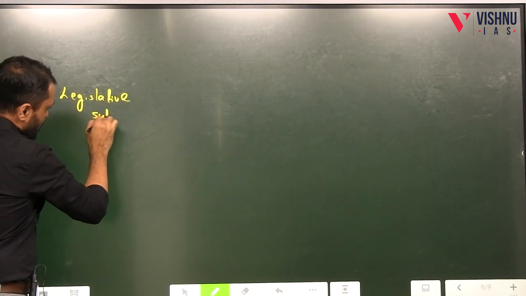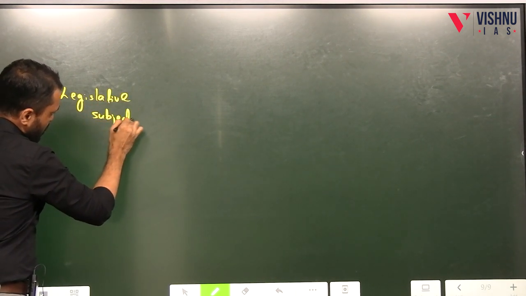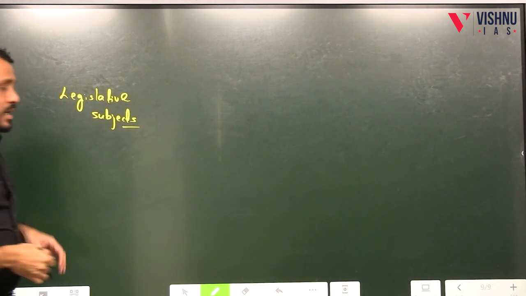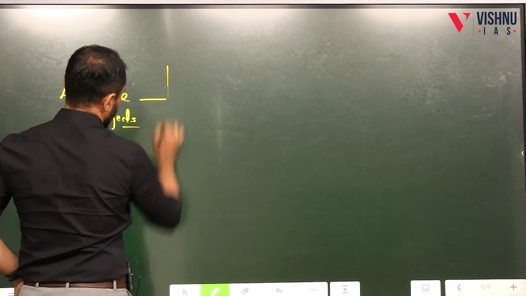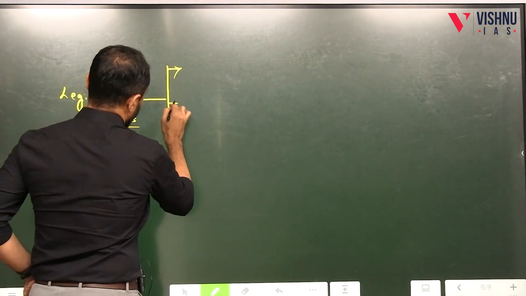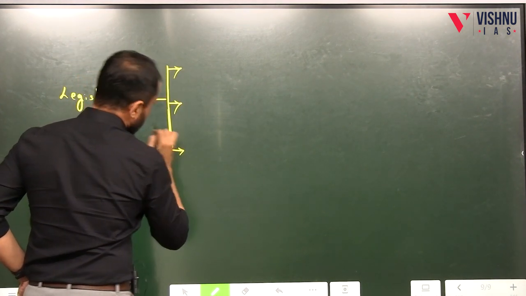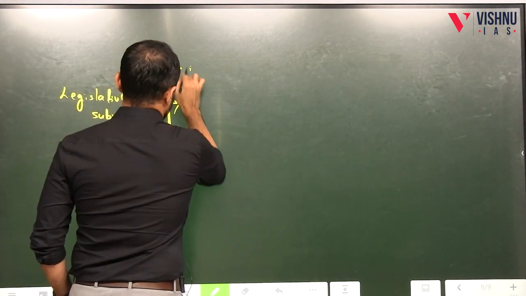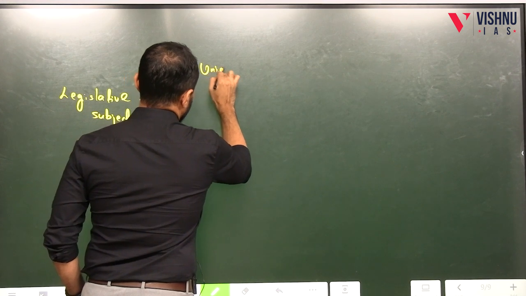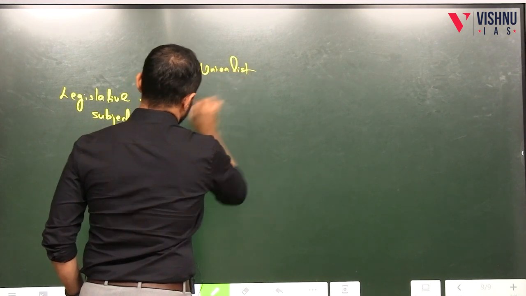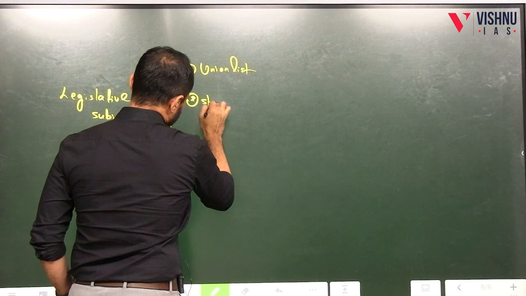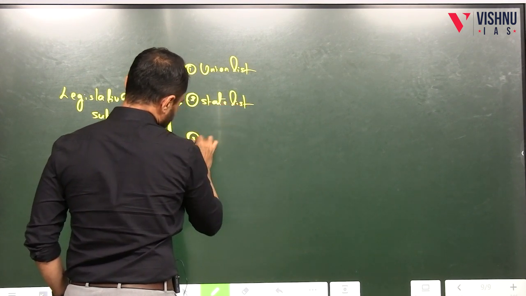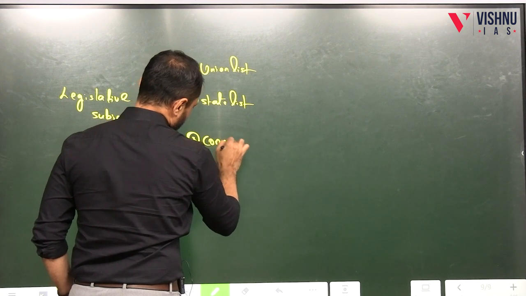Legislative subjects. That means subjects on which you can make a law. Legislative subjects can be divided in three ways. Number one, the union list. Second one is the state list. And third one is the concurrent list.